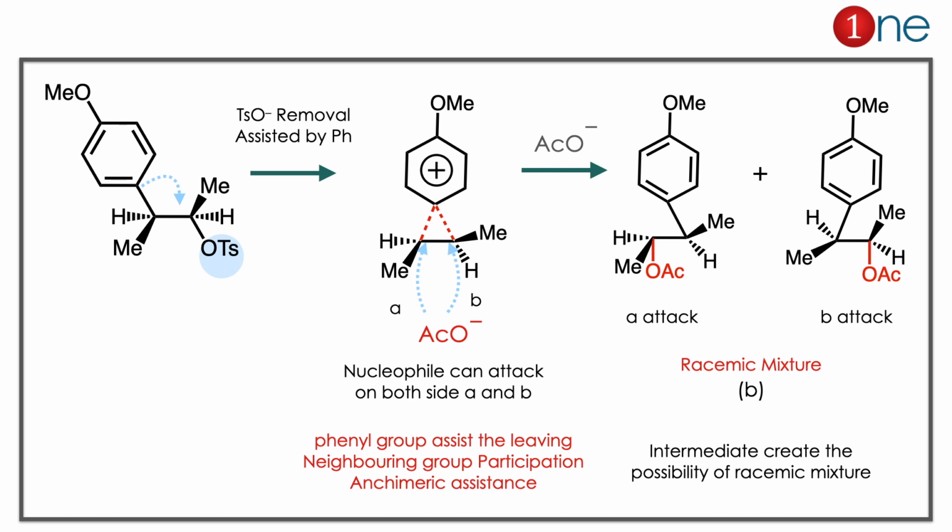AcO- can attack from any side, A or B. Both lead to different products which are a racemic mixture. So the methyl is syn to each other and the product is a racemic mixture. The answer is clearly B there.